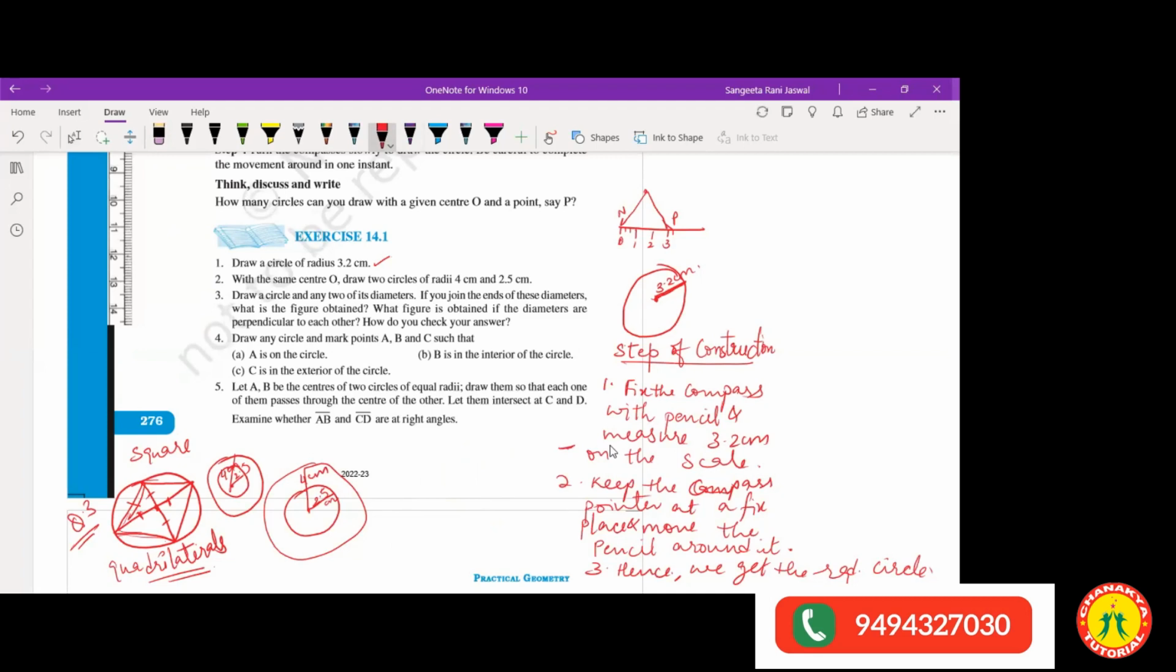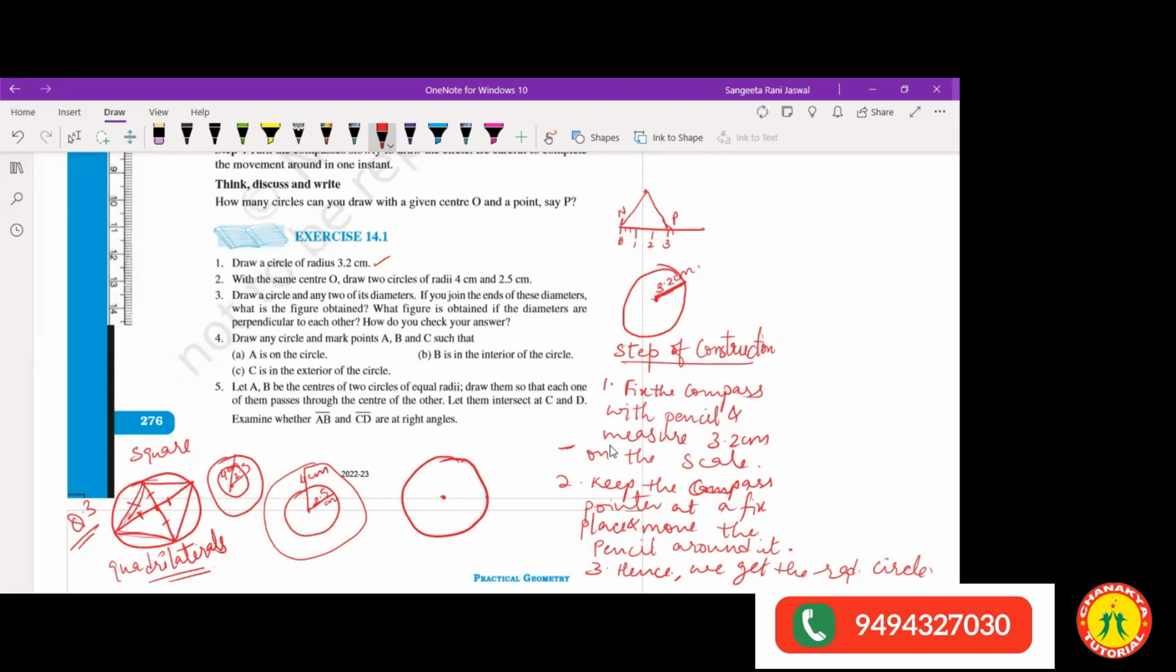Children, understand the question. Let A and B be the centers of two circles of equal radii. Now we have two circles. Draw them so that each of them passes through the center of the other. Now I make one circle like this. This is the center of this. Now I have to make another circle. That circle should pass through the center of this one.